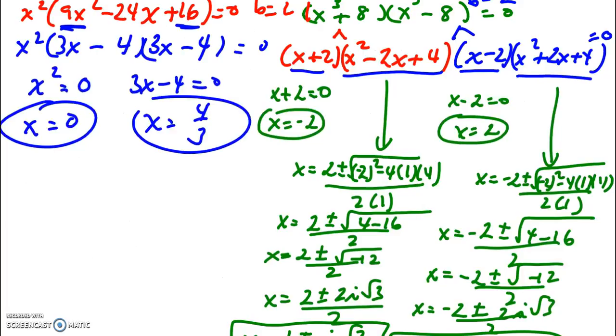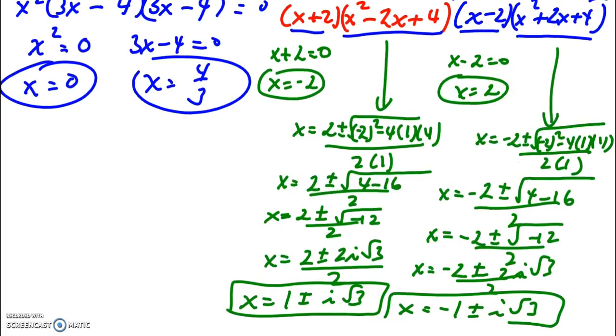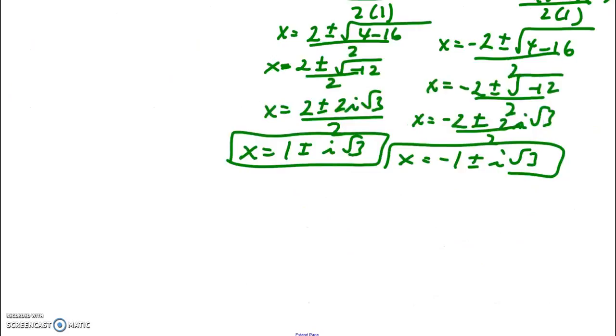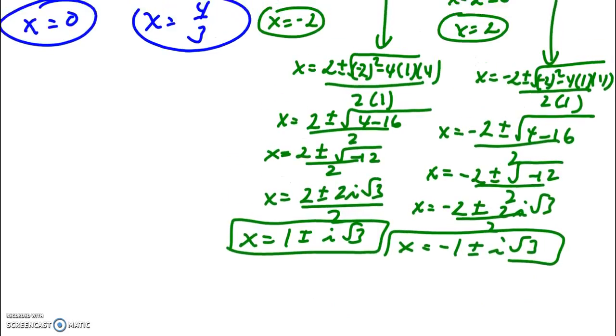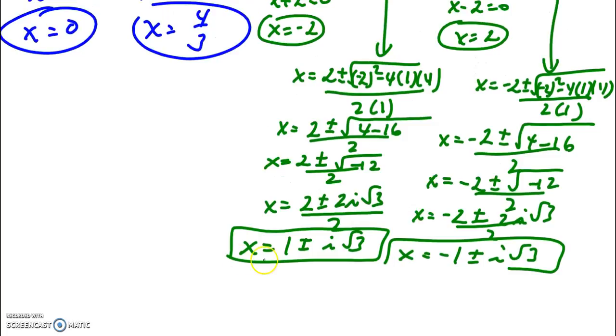So when I did my solving, I got the first one to be x equals negative 2 as a root, and this is x equals positive 2. Both of these quadratic formulas ended up being a very similar idea. Both of them, when I went through the math, I ended up getting imaginary answers. I hope you did as well. One of them, I got x equals 1 plus or minus i root 3, and x equals negative 1 plus or minus i root 3.